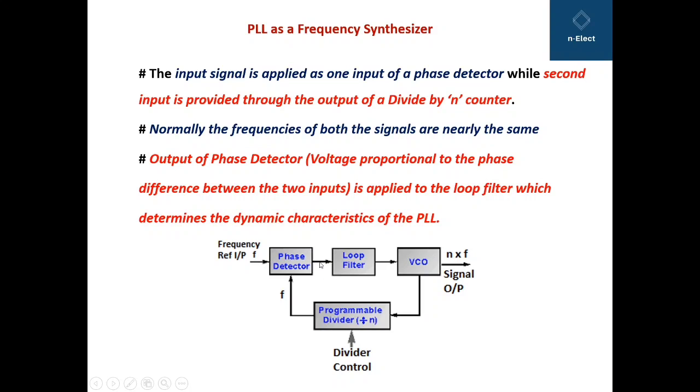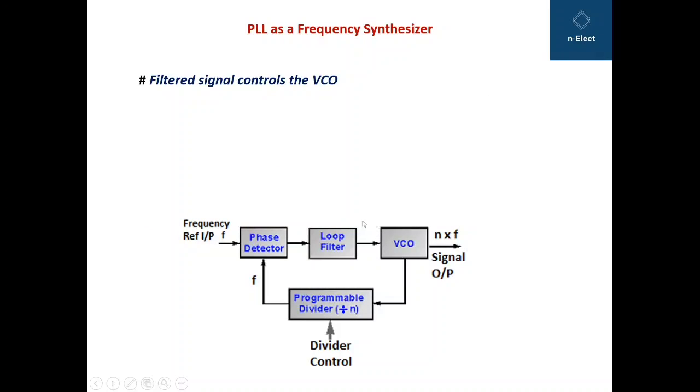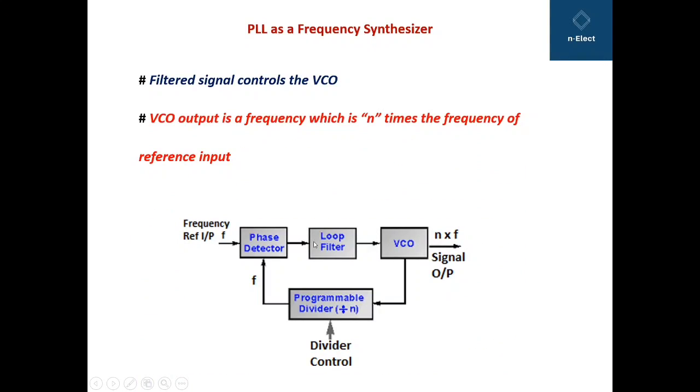The output of the phase detector, meaning a voltage proportional to the phase difference between the two inputs, is applied to this loop filter, which determines the dynamic characteristics of the phase lock loop. The filtered signal, the low frequency signal, controls the VCO, that is the voltage controlled oscillator. Since it's a low pass filter, it only allows the low frequency signals to pass.